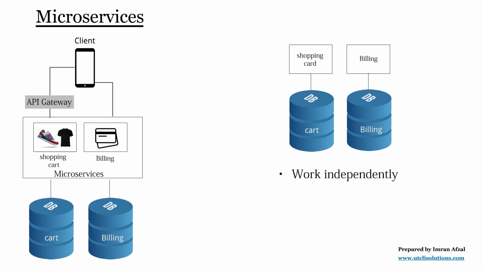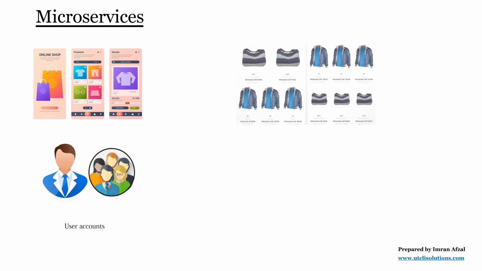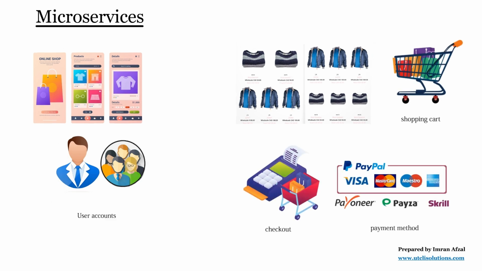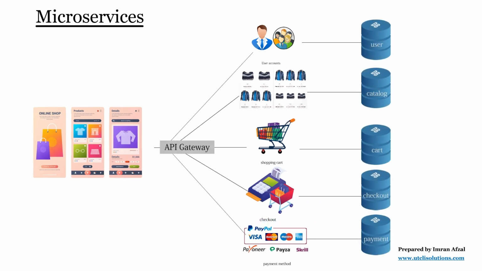So now let's put this in an example so it will be a lot easier to understand in detail. Let's see how an application is built using microservices. Suppose you want to build an online shopping application that has five components: user accounts, product catalog, shopping cart, checkout, and payment methods. Now you want to build this application in less time with no errors.